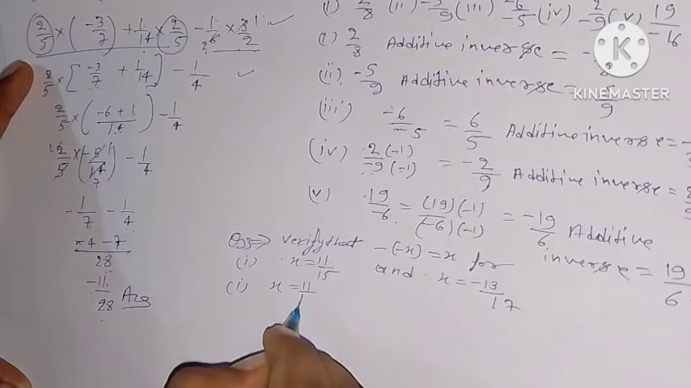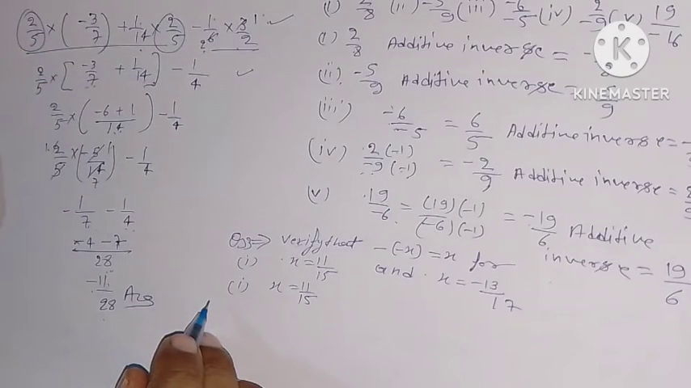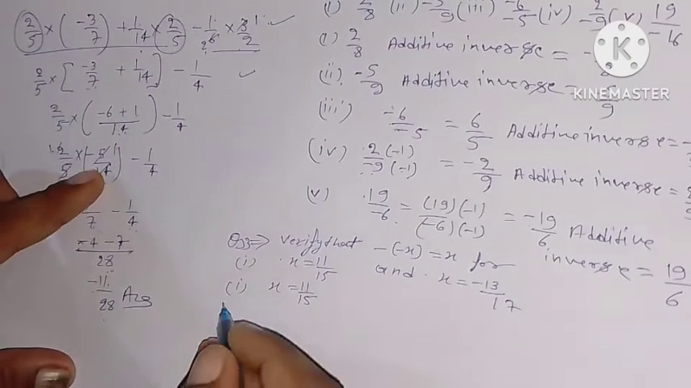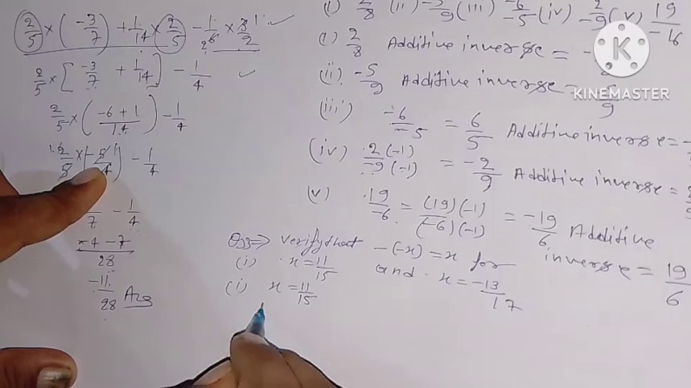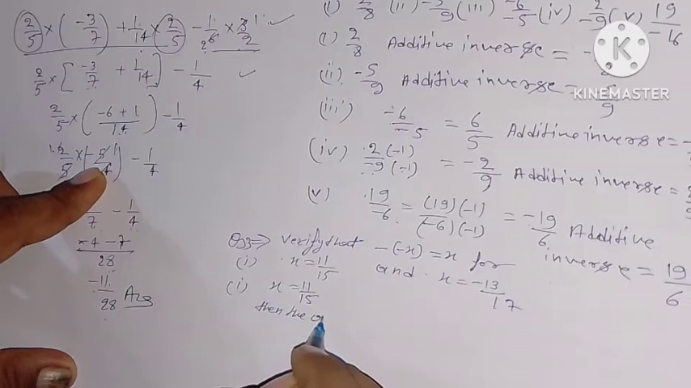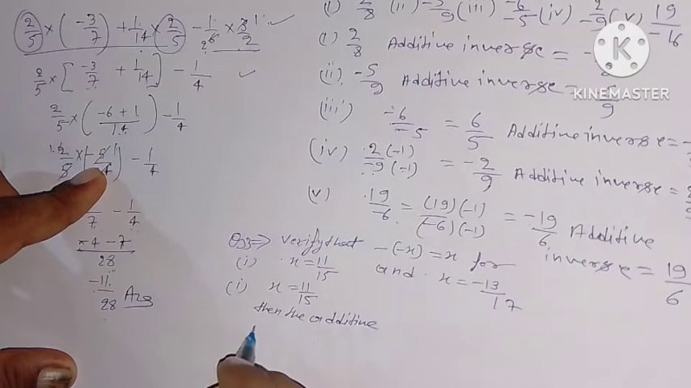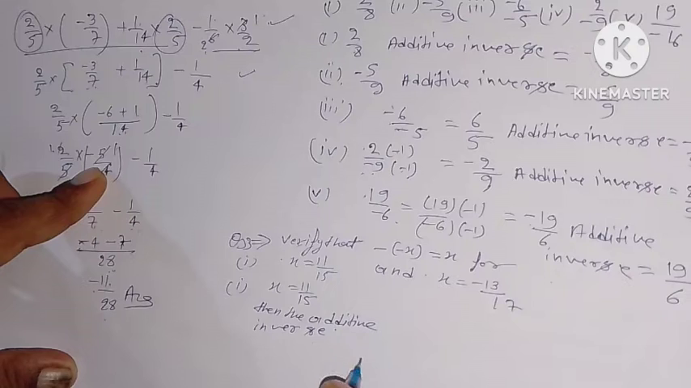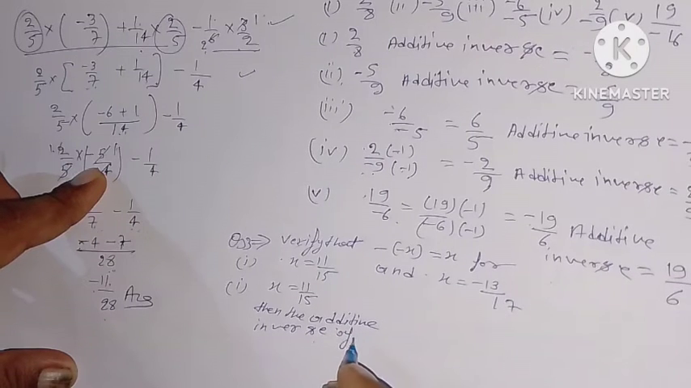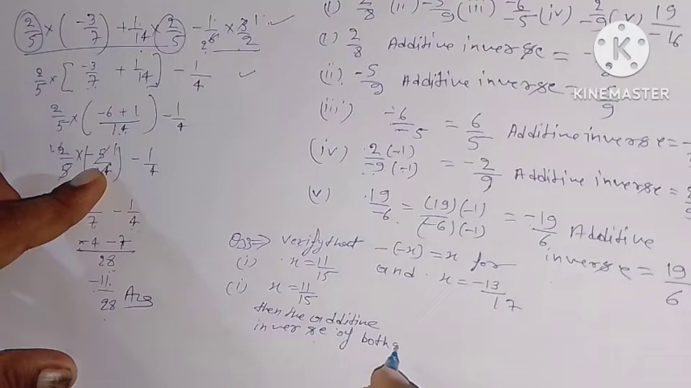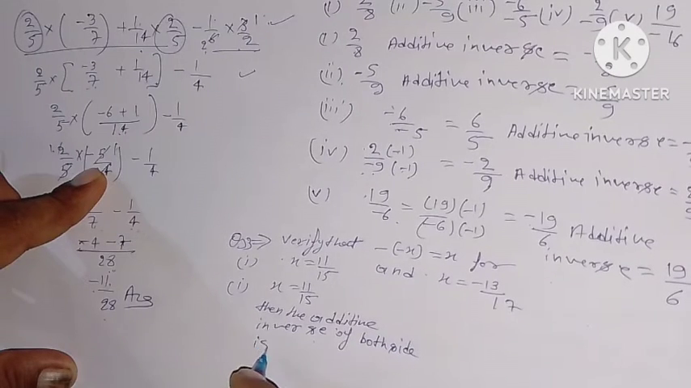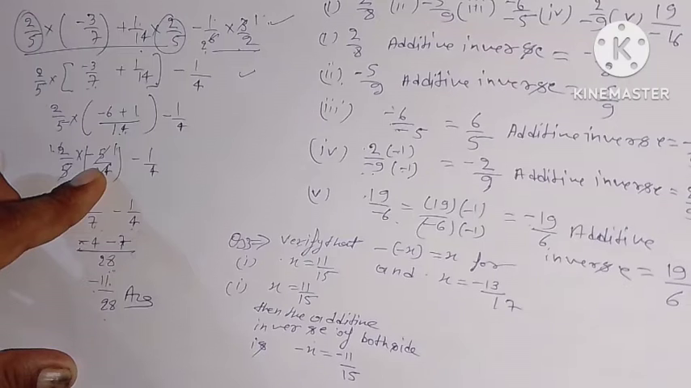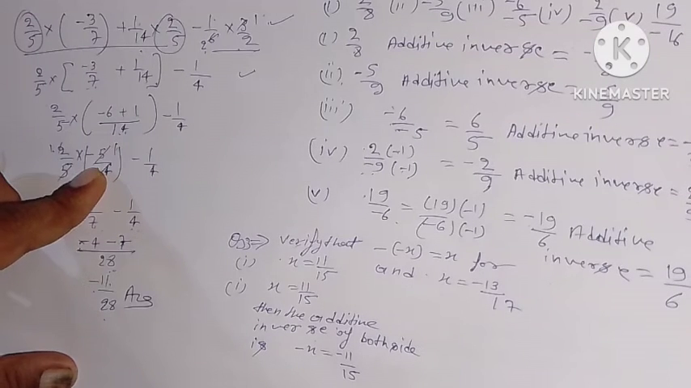First part: x equals 11 by 15. Then the additive inverse of x on both sides is minus x equals minus 11 by 15.